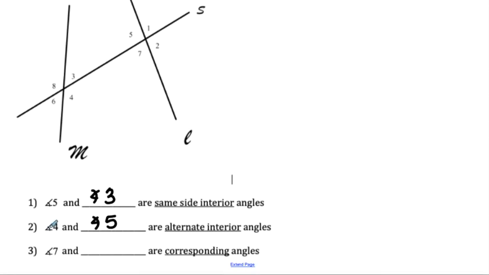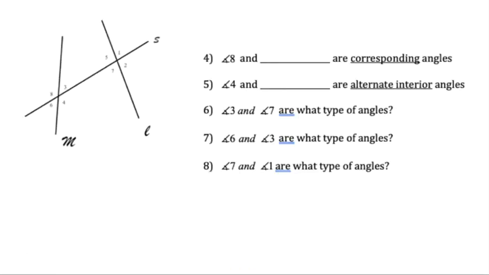Okay, corresponding angles are in the same relative location to the transversal. So 7 and 6 are corresponding angles. Hopefully those felt pretty good for you. Number 4, 8 and what are corresponding angles? Now remember, they have to be on the same side of the transversal in the same relative location. So it would be corresponding to angle 5. Angle 4 would be alternate interior to angle 5 as well.